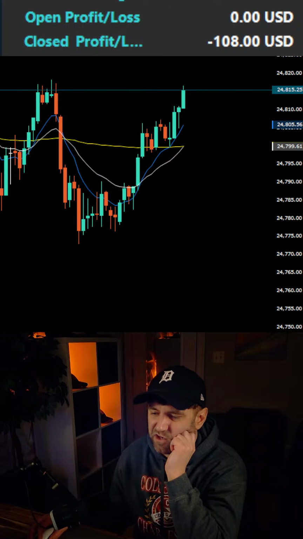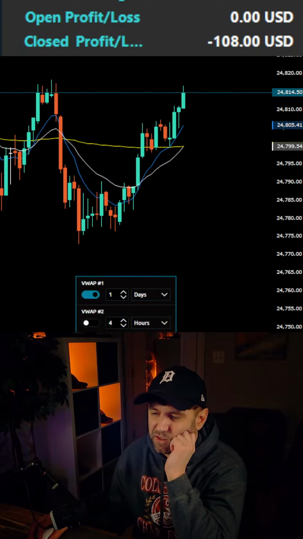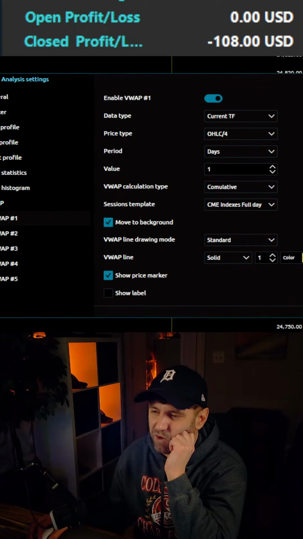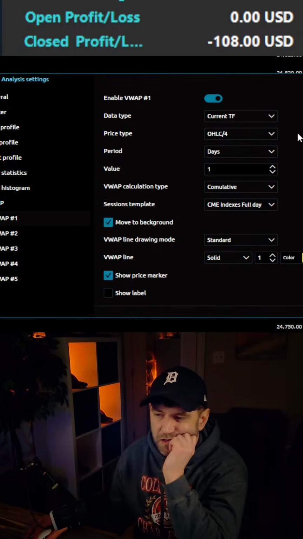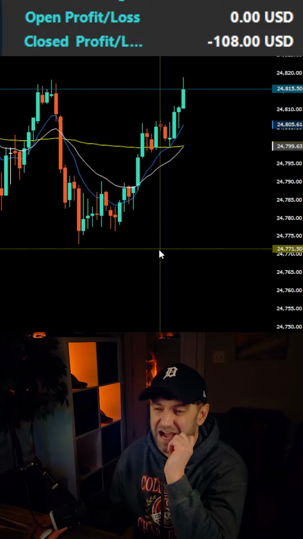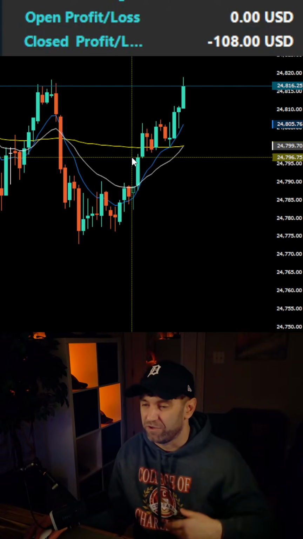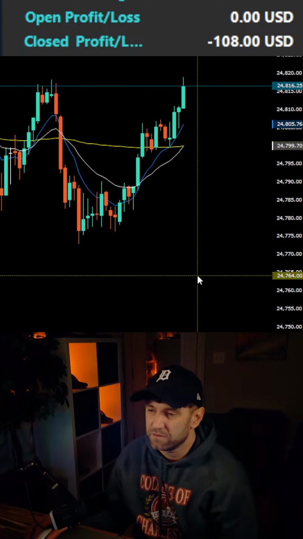Scott, no, it's just standard. Here, I'll show you the settings on VWAP right here. Open, high, low, close 4. Although right now, I'm sure anchored VWAP probably looks similar to what this one does, to be fair.